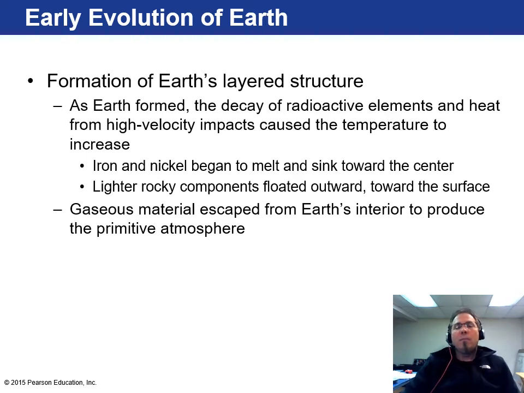Now, as Earth formed, you have these heated radioactive elements and heat from high velocity impacts, and the temperature starts to increase. Then the heavier metals, things like iron and nickel, begin to melt, and because they're denser, they sink to the center, leaving the lighter compounds and components to kind of float on the outside. That's where you get what we call differentiation. So you have this, and that's what we have now on Earth. You have this solid core and sort of this molten mantle and thin outer crust, which are much lighter materials.